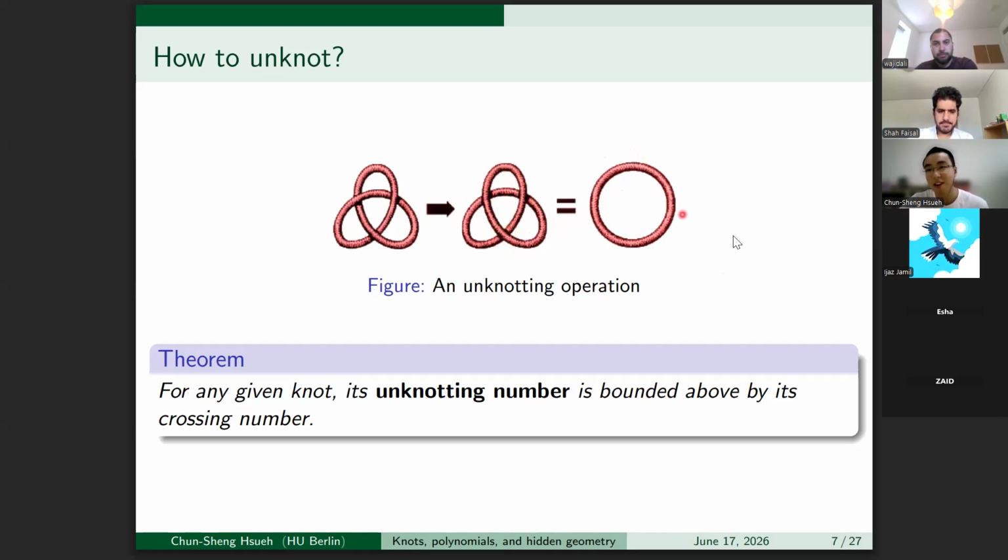And then after these two Reidemeister moves, or isotopy, you get a diagram of the unknot. So these two knots are actually both diagrams of the unknot.